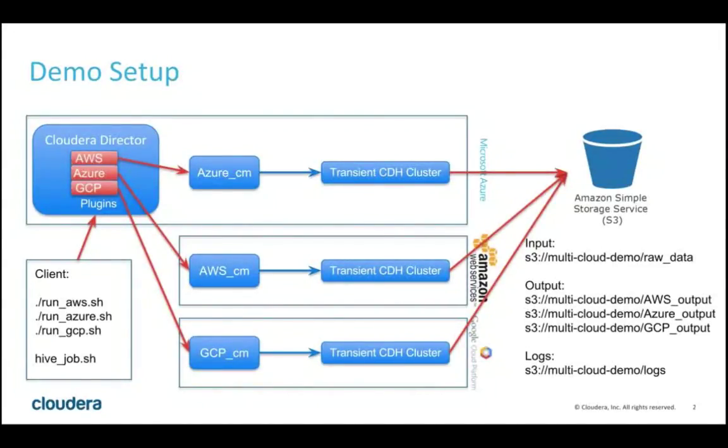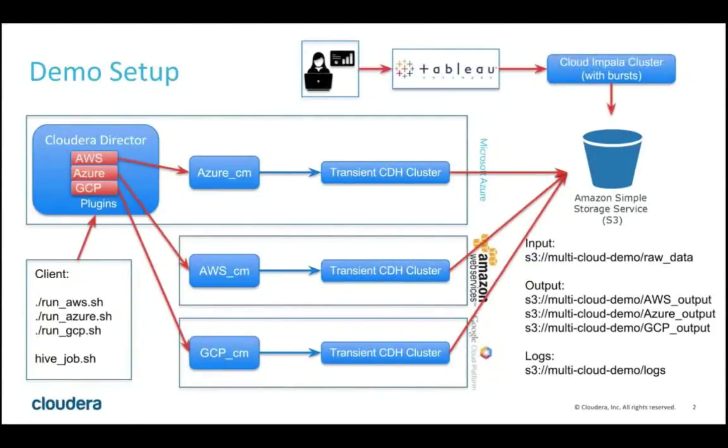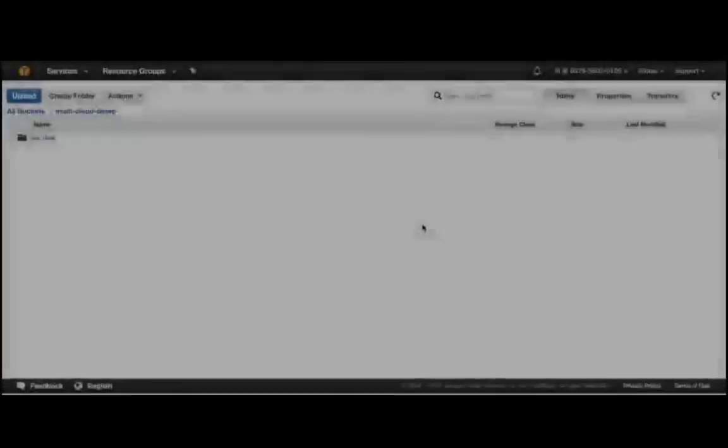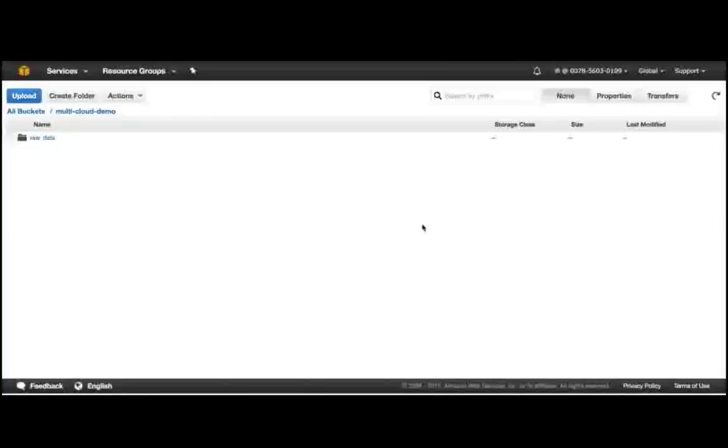As a final step, we'll show how the analyst group now can use their own Cloudera analytics cluster and connect their BI tools, such as Tableau in this example, to the now processed data on S3. Now let's start by taking a look at the input data. In my S3 bucket, I have a raw data folder, which contains some retail data. We see folders for stores, for sales, for customers.